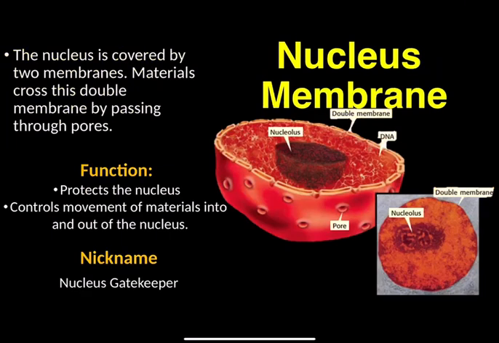The nucleus membrane. The nucleus is covered by two membranes. Materials cross this double membrane by passing through little pores. The function of this nucleus membrane is to protect the nucleus. It controls movement of materials into and out of the nucleus, including the movement of proteins. We give it the nickname the nucleus gatekeeper.